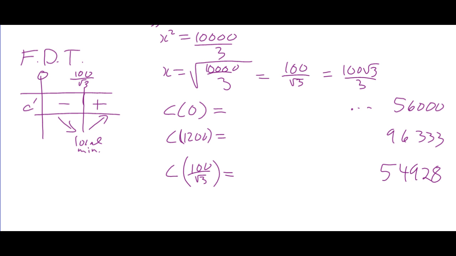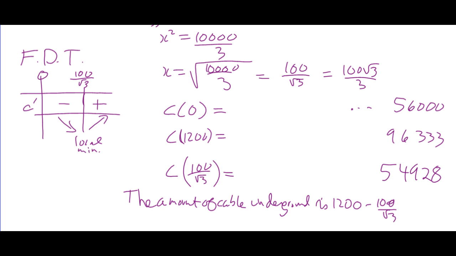Okay, so the amount of cable you would lay underground is 1,200 minus 100 root 3. Okay, so the amount of cable underground is 1,200 minus 100 over root 3 meters. Okay, so what I'm going to do is just fill in the rest of it, and then I'll stop the video, and then I'll put this up as 1 to 7, and it'll have the filled-in values.